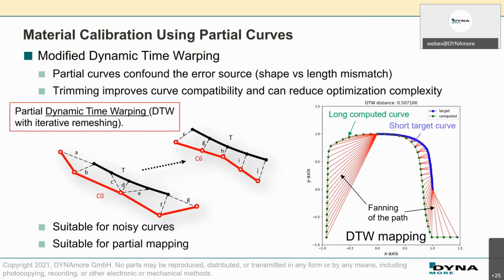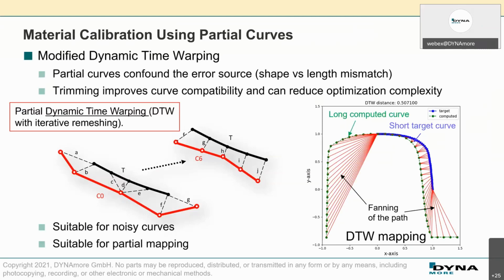So we quite often have a shape with length mismatch, like what you see in the image on the bottom right. So trimming of the curves improves the curve compatibility and can reduce optimization complexity. The idea is quite simple. The general idea of dynamic time warping is that we map each point on the test curve to a point on the simulation curve, or the other way around.